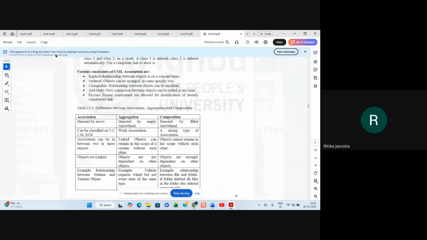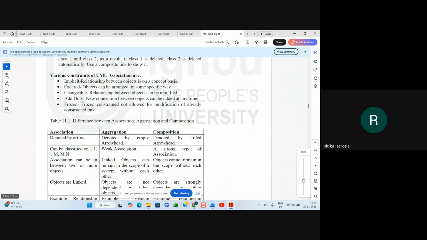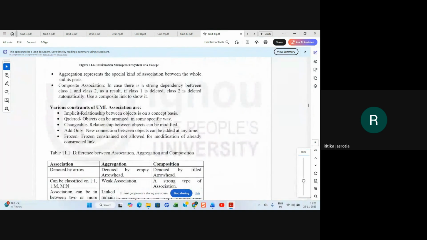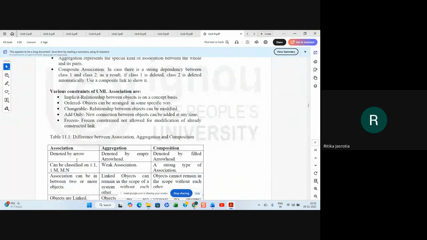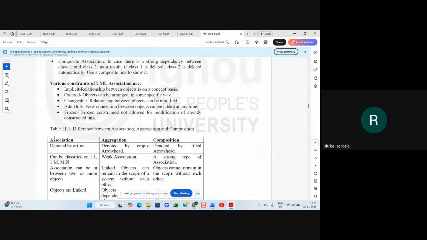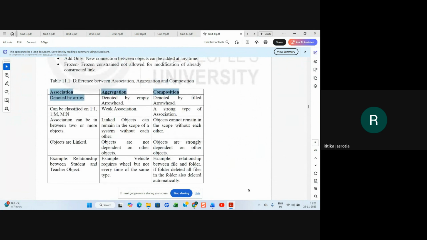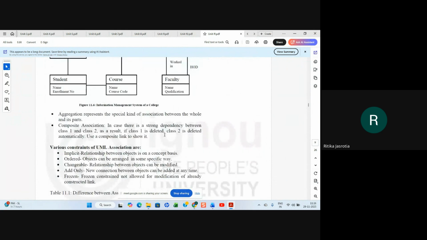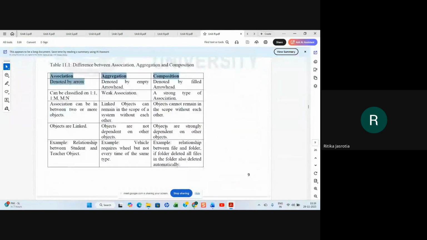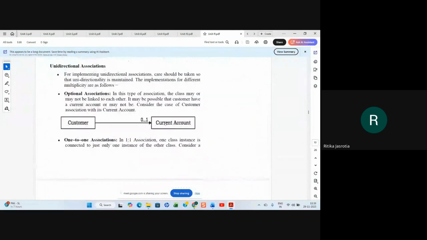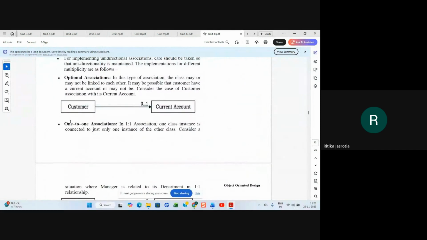So if you want to know the difference between association, aggregation, and composition, it is given in block 3, unit 11, right? Association on page number 9. Association, aggregation, and composition. What is the difference between the three of them? So here it is one-to-one association in block 3, unit 11.